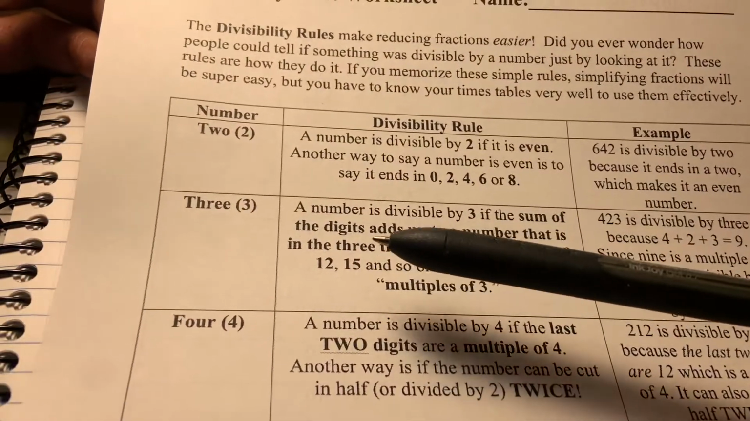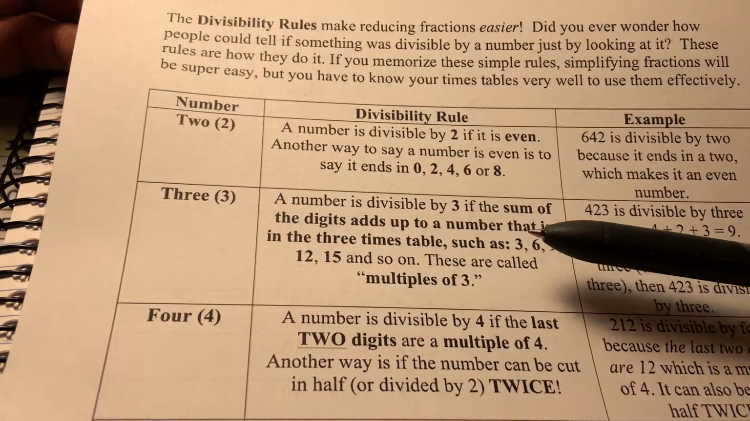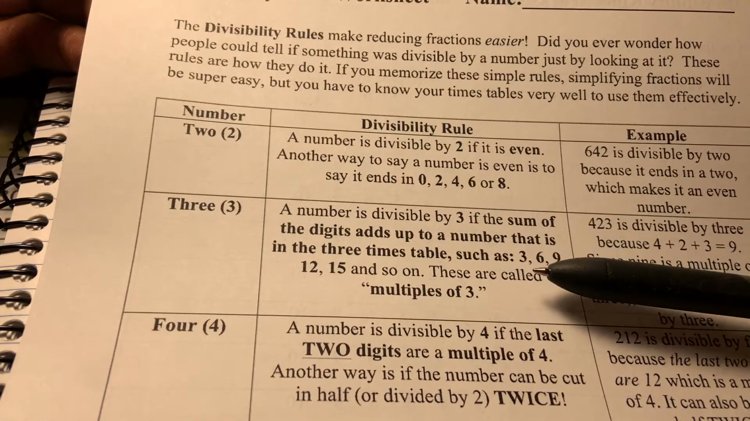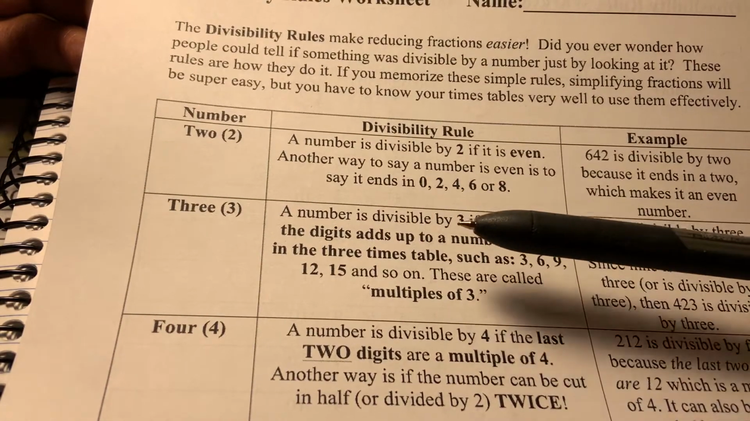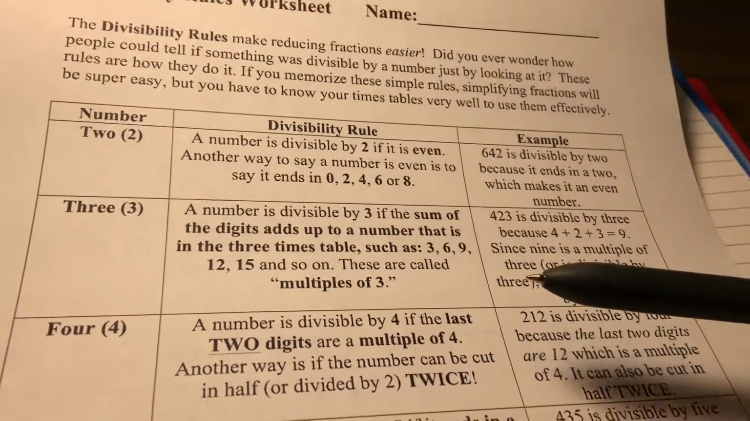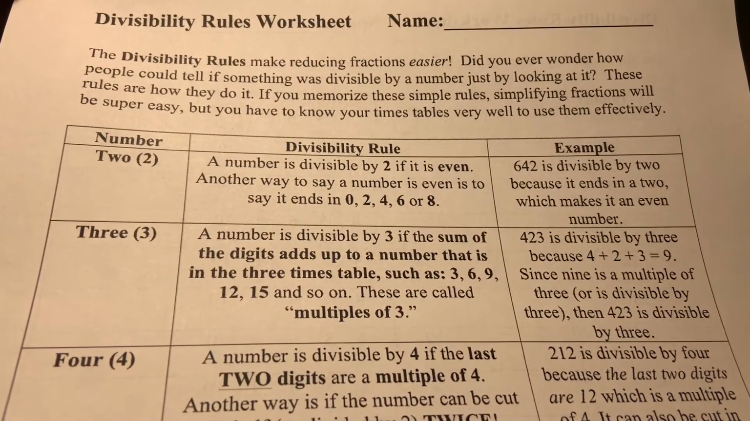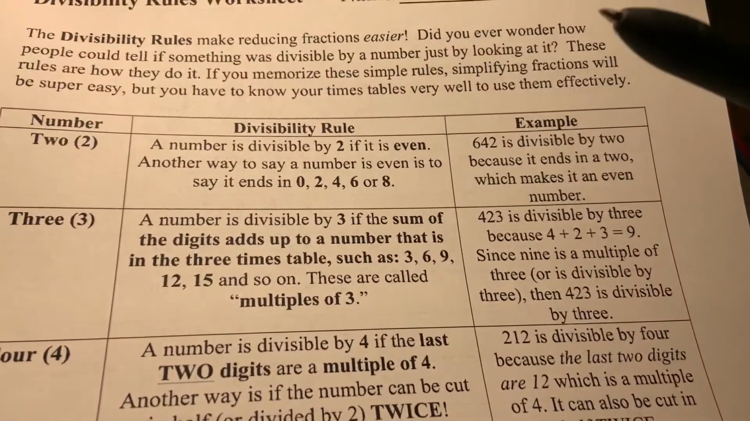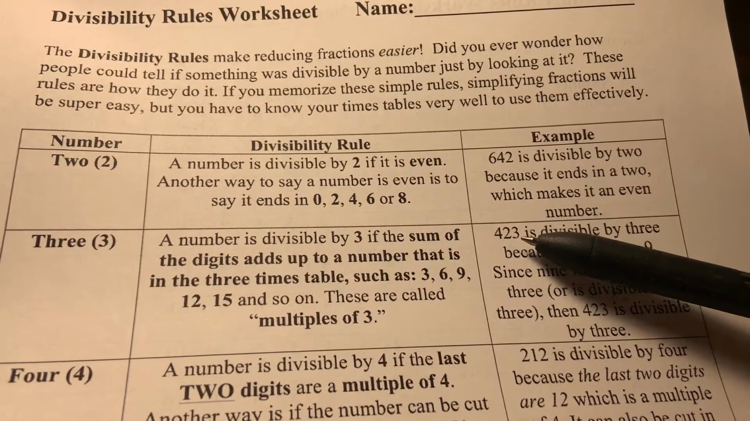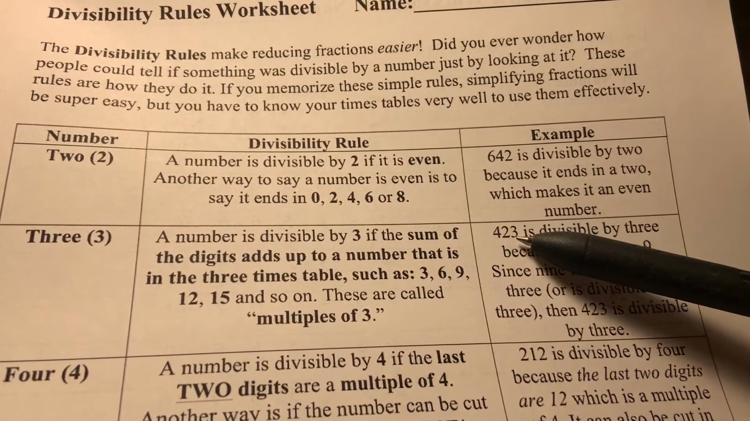The divisibility rule for 3: a number is divisible by 3 if the sum of the digits adds up to a number that is in the 3 times table, such as 3, 6, 9, 12, 15, and so on. These are called multiples of 3. Okay, so we talked about this during the live session. For those of you that were not available during the live Zoom session, it's very simple. You can tell whether any number, such as 423, can be divided by 3 evenly. And it's not because it ends in the number 3. Okay, please don't say that.